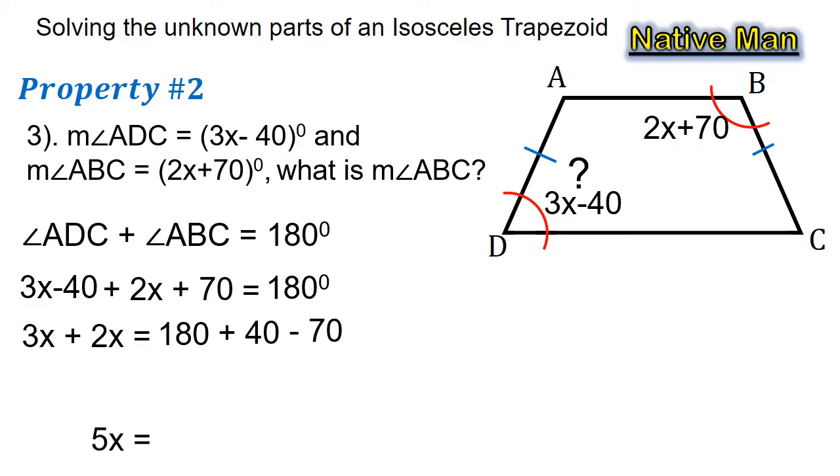So, 3x plus 2x is equal to 5x. 180 plus 40 plus or minus 70 is equal to 150. Tama po ba? So, 180 plus 40 is 220. 220 minus 70 is 150.